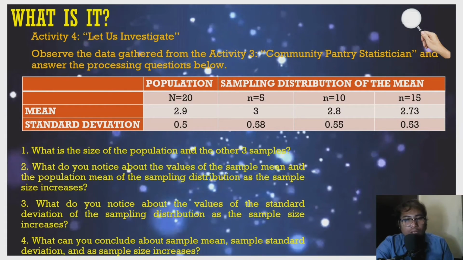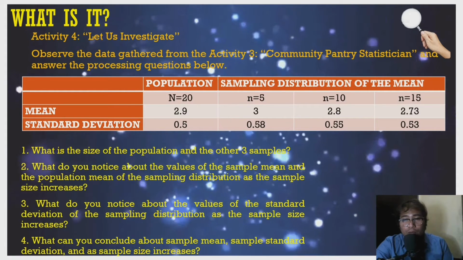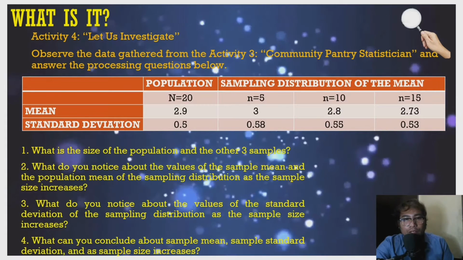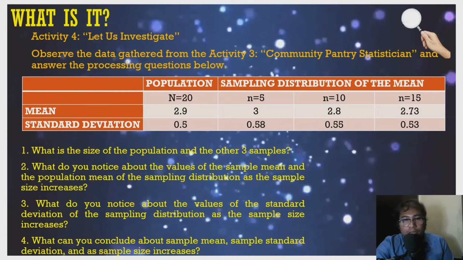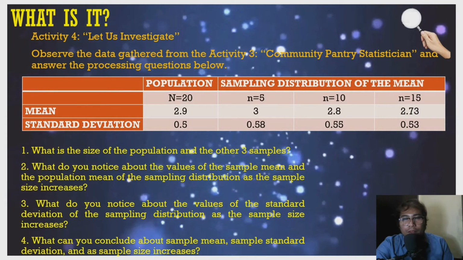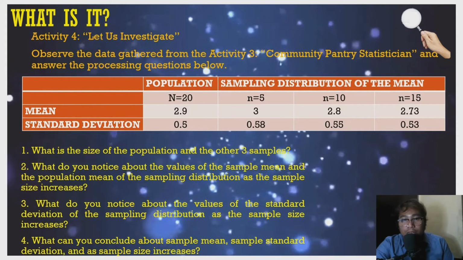So going to the processing questions, let us try to answer this in your notebook. Write your answer, and later on we are going to check. So for the first processing question, what is the size of the population and the other 3 samples? You can enumerate those sizes from the population and the other 3 samples.